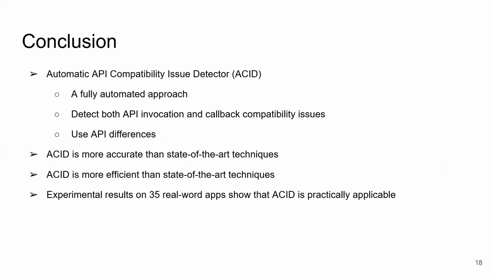In conclusion, we presented ACID in this paper, which is a fully automated approach that detects both API invocation and callback compatibility issues. It leverages API differences and static analysis on the source code of Android apps. We evaluate the accuracy and efficiency of ACID on the benchmark apps from previous studies, which shows ACID is more accurate and efficient than the state-of-the-art techniques. We demonstrate the practical applicability of ACID by running it on 35 more real-world apps. ACID found many previously unknown compatibility issues, and some of them were confirmed by the app developers. In future, we plan to further improve ACID by integrating some dynamic analysis, and we also plan to conduct more extensive evaluation of ACID.